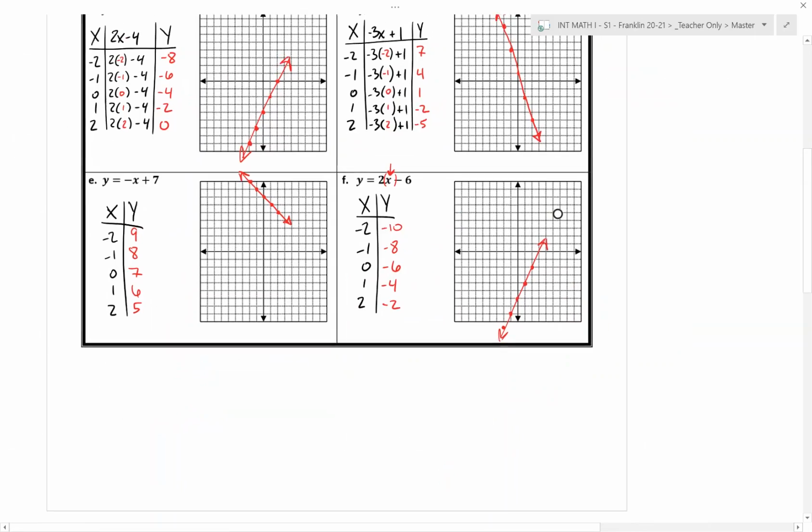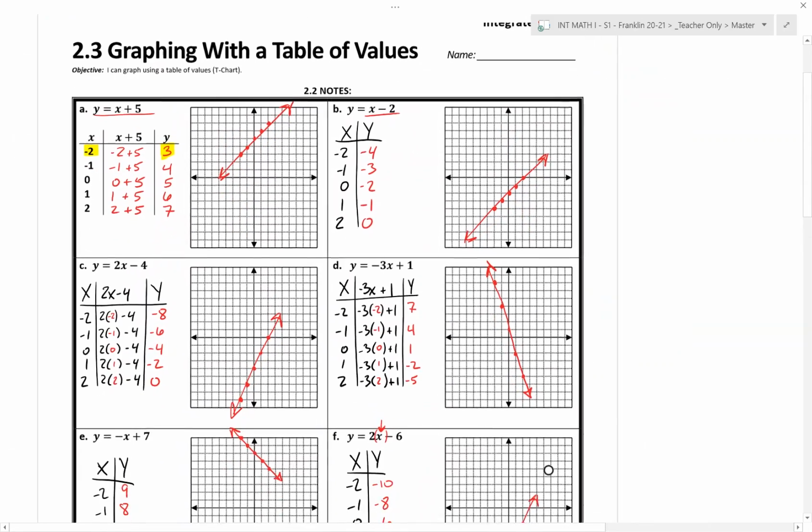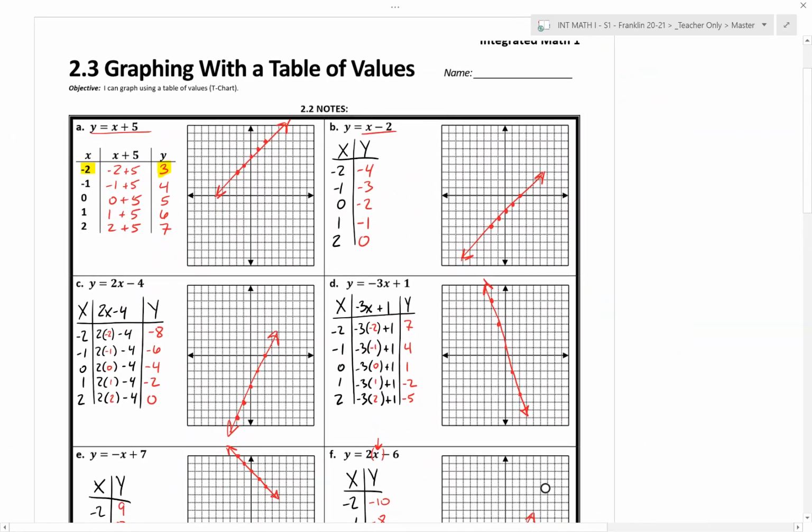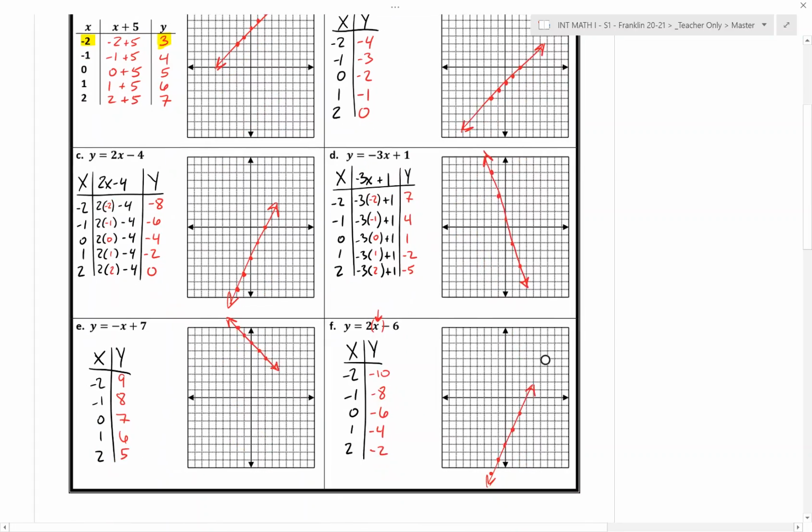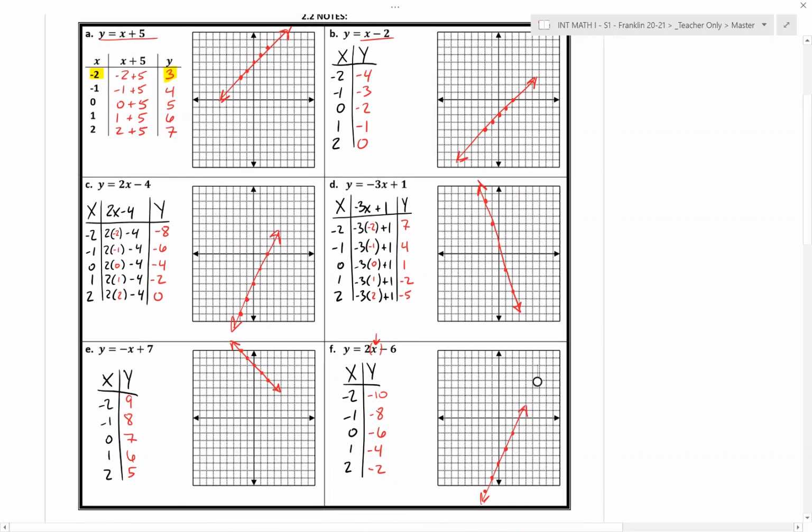So basic concept, use the values -2, -1, 0, 1, and 2 for x. Build your t-charts, plug those values into the equation for x, work through the operations to get your values for y, plot those points on the graph. They should be in a straight line, and the y values should form a pattern based on the number in the equation. So all that you can use to check your work, make sure you're doing these right, and good luck.